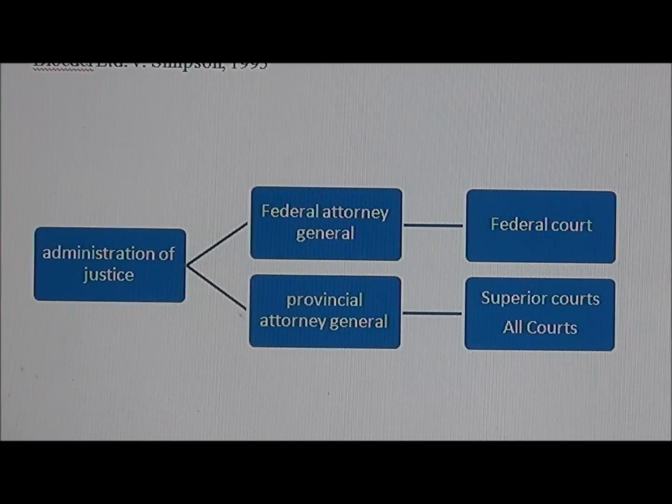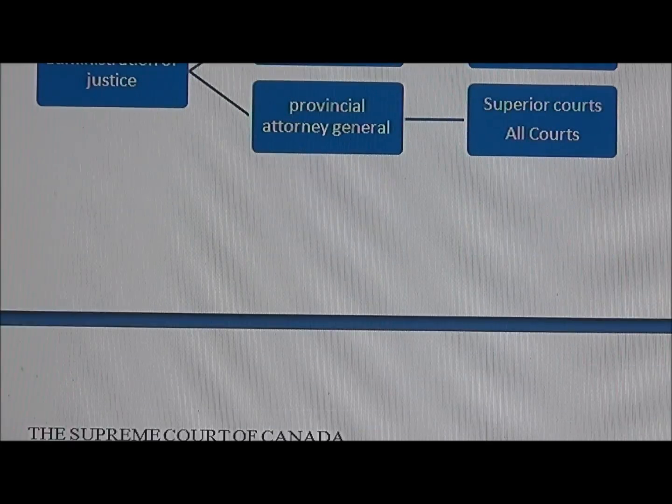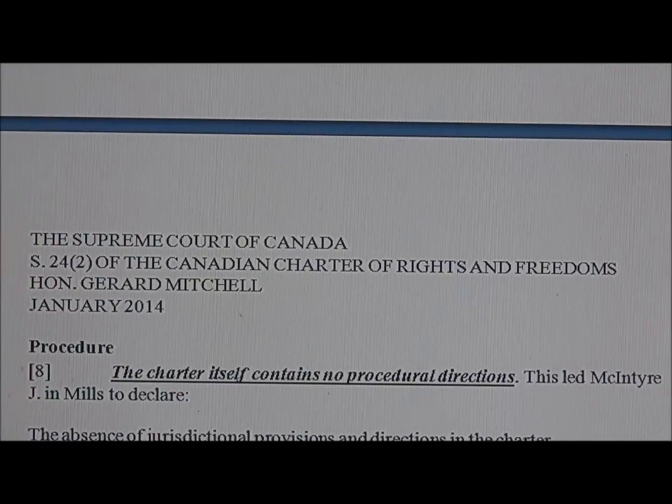So when you're looking for the administration of justice, it breaks down as follows. The Federal Attorney General has the power to superintend concerning the administration of justice, to uphold your fundamental rights and freedoms. This flows into the Federal Court of Canada. And concerning the administration of justice, the Provincial Attorney General, this flows into the superior courts and into all other courts. Now remember that in the Supreme Court of Canada, Gerald Mitchell mentioned this.